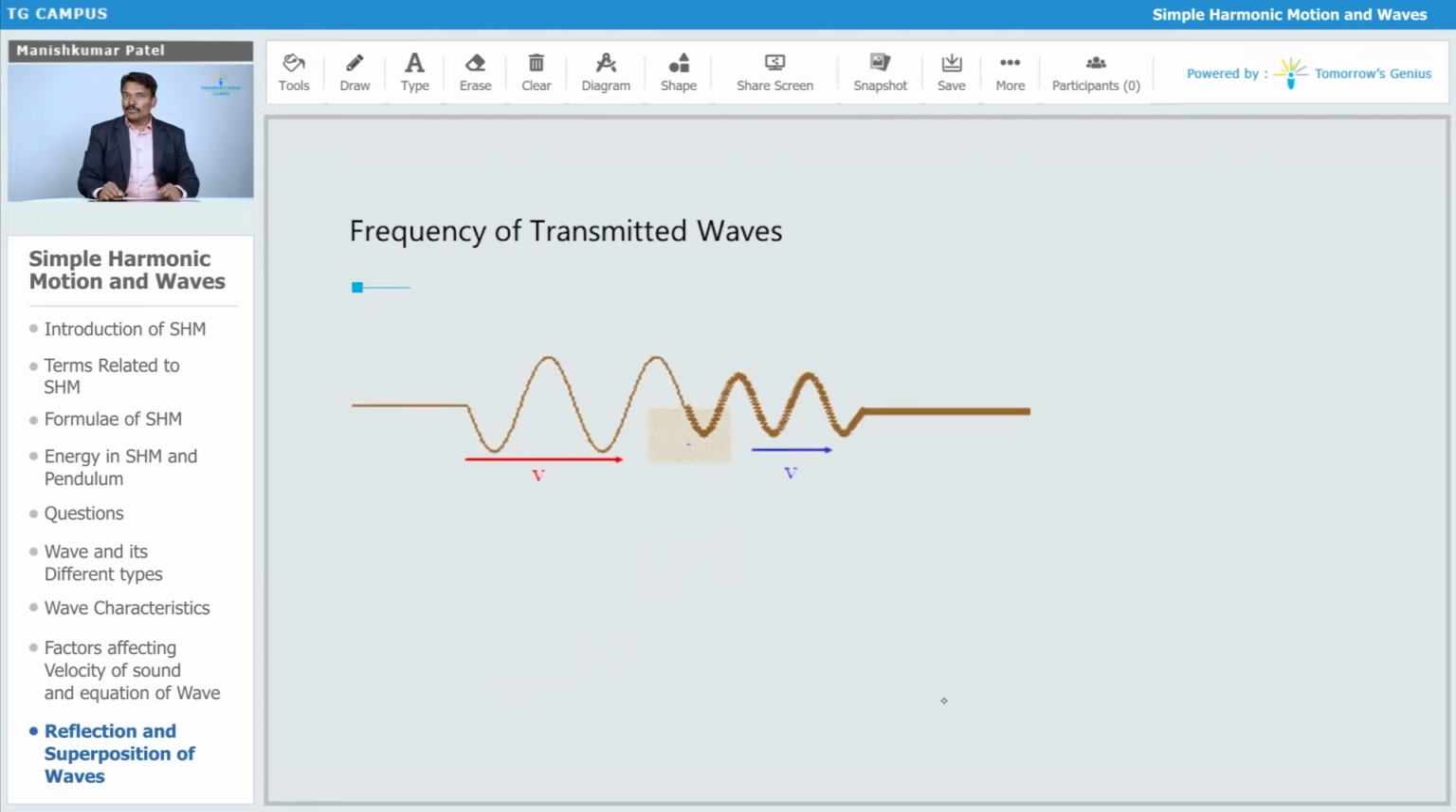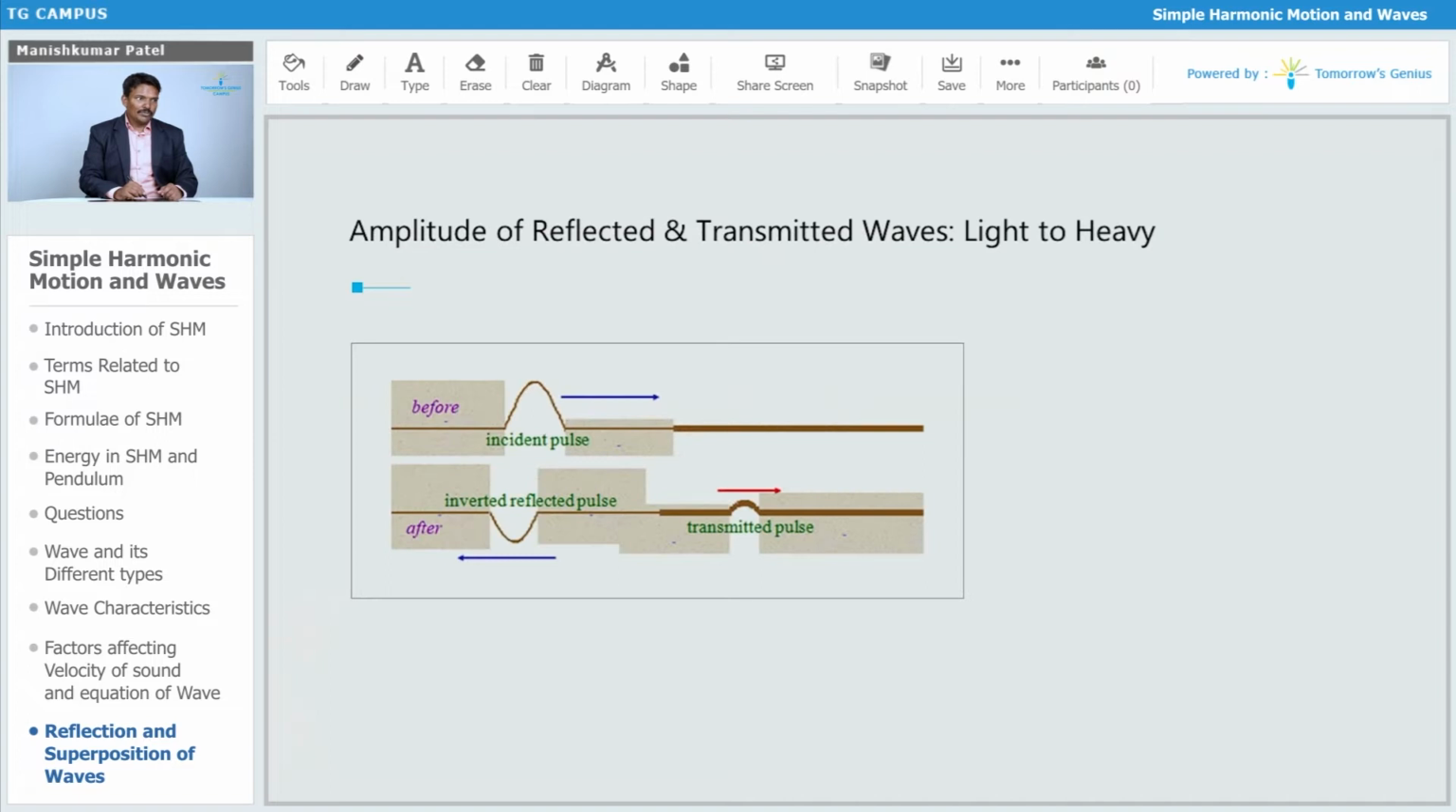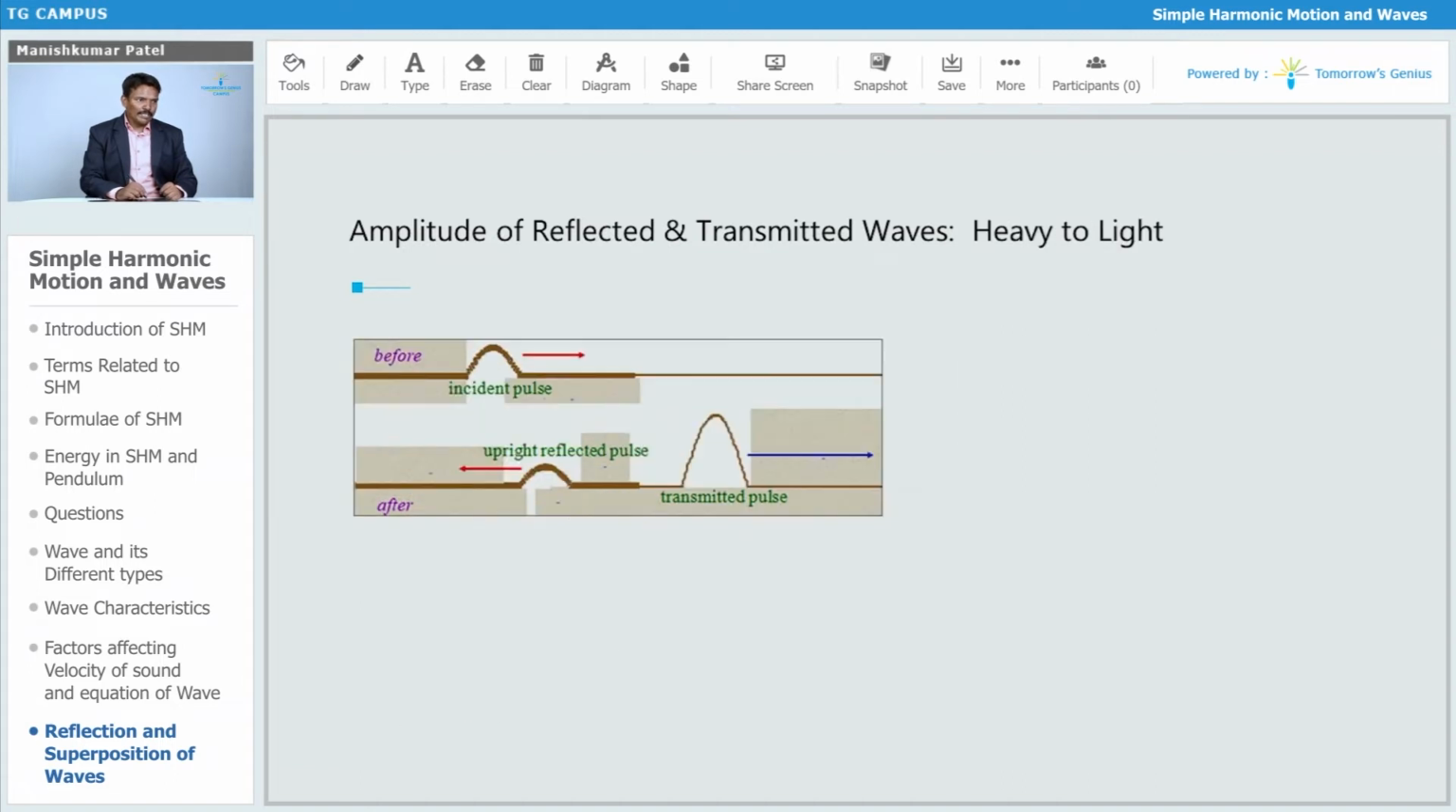The frequency of a wave is not going to change when it travels from one medium to another medium, or when it gets incident on a rigid surface. Again it will get reflected with the same frequency. So this is the amplitude of the reflected and transmitted wave, before and after it gets reflected from that surface.